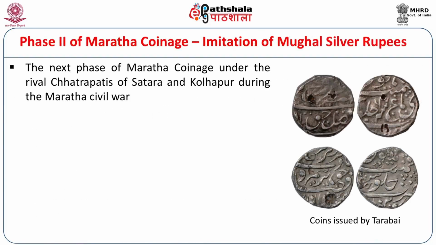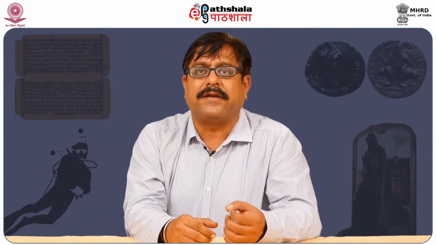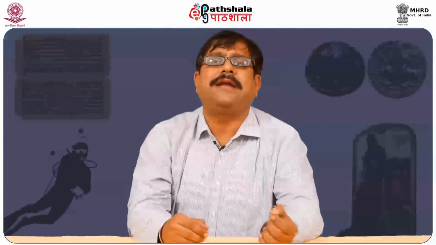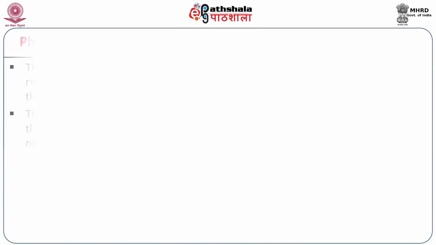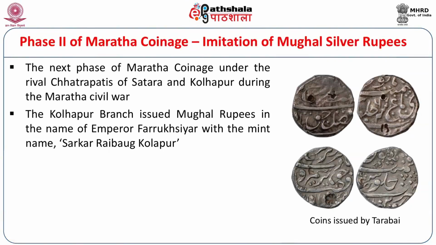The later period of the Marathas, as I already elaborated, was under the Chhatrapatis of Satara and Kolhapur. In the 1690s and 1700s, there was a Maratha civil war which divided the Maratha kingdom into 2 branches of Satara and Kolhapur. The Kolhapur branch under Tarabai and her son Shivaji III issued Mughal rupees very early in the name of Mughal Emperor Farrukhsiyar. These have the mint name Sarkar Raibag Kolhapur.